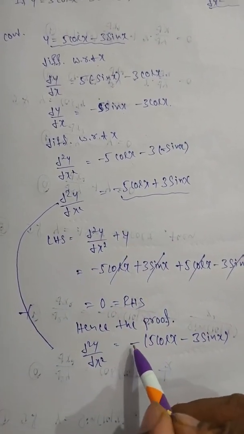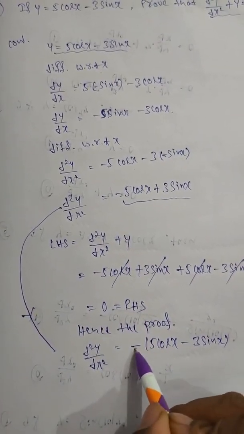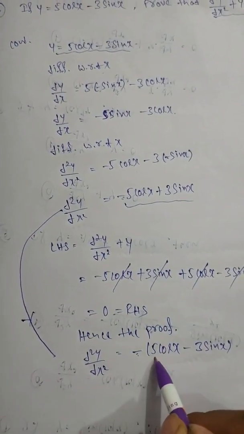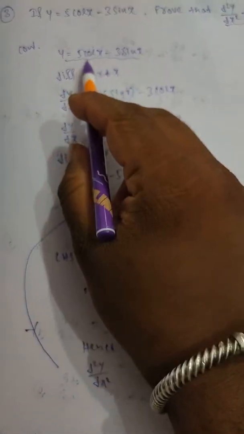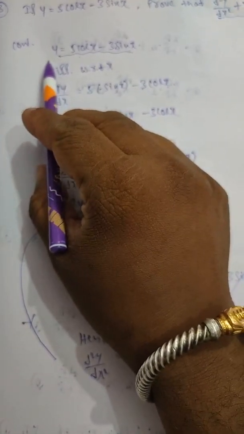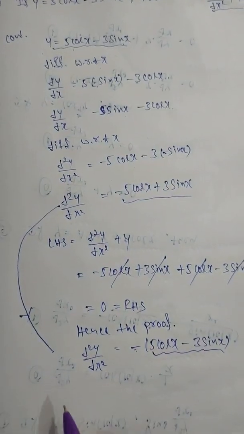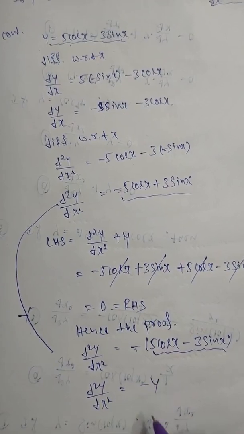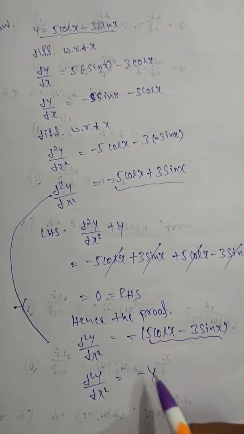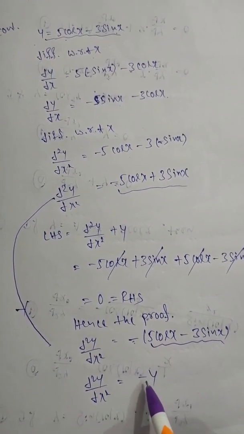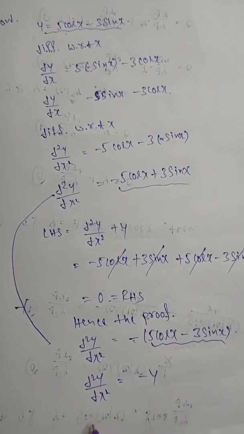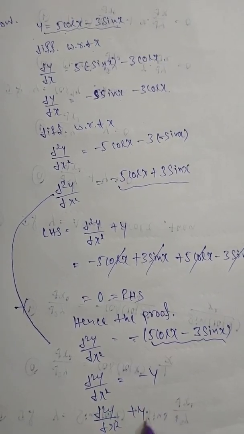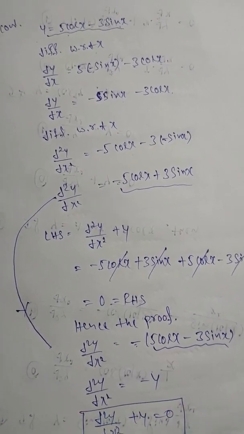If you want to check once again, if you multiply the minus here, it will become minus 5 cos x, and minus will become plus. See here, what is 5 cos x minus 3 sin x? It is y. Let me substitute that. So d square y by dx square is equal to minus y. Now if the minus y comes to the left hand side, it becomes d square y by dx square plus y is equal to 0.